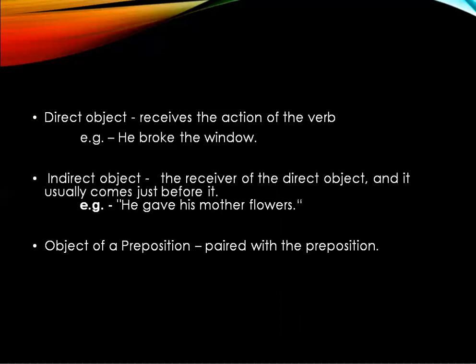Next, object of a preposition. The object of the preposition is the object that is paired with the preposition in a sentence. It answers the question where or when did this all happen. For example, he works at home. Where he works? At home. So, home is the object here.